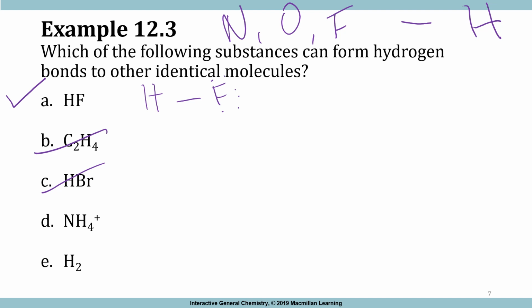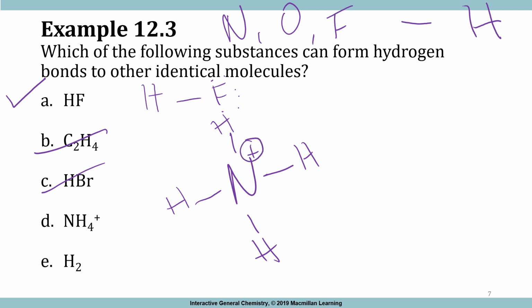D, NH4, that's a possibility because we have nitrogen and we have hydrogens. So if I draw this out, there's a positive charge on that nitrogen. This is a symmetrical compound, so technically this would not have any hydrogen bonding because there is no pull towards that nitrogen. There are just equal pulls towards the hydrogens. So that's why this one cannot be considered as having hydrogen bonding, because of the symmetry. And then lastly, H2, there's no hydrogen connected to nitrogen, oxygen, or fluoride, so that can't be it. So the only one it can be is A.